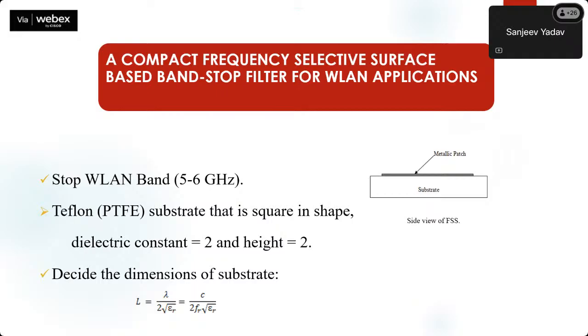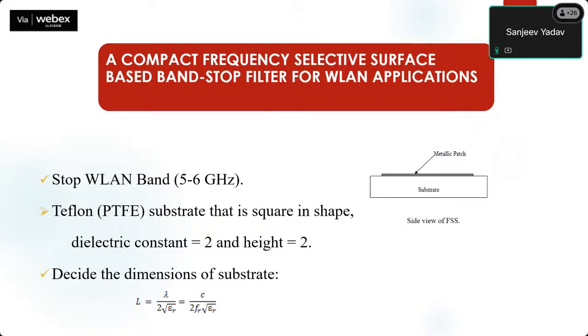Now here are some of the designs. A compact frequency selective surface based band stop filter for WLAN applications. Here I will tell you how to design and get our desired results by using some formulas and structures. Here we want to design a stop WLAN band, 5 to 6 gigahertz. We have taken the material Teflon, whose dielectric constant is 2, and height we have taken as 2 mm.